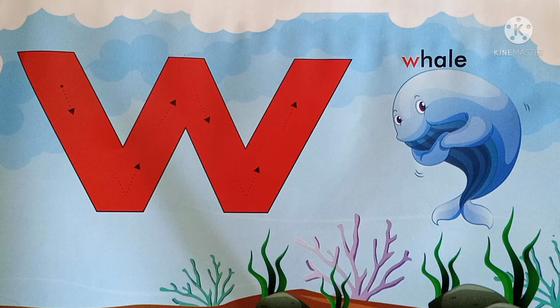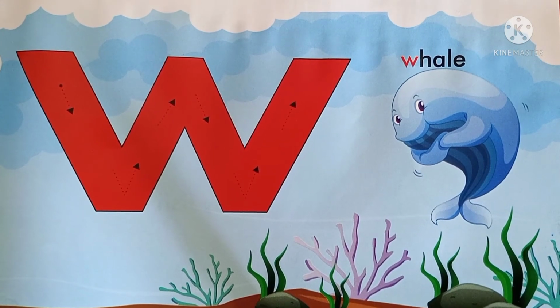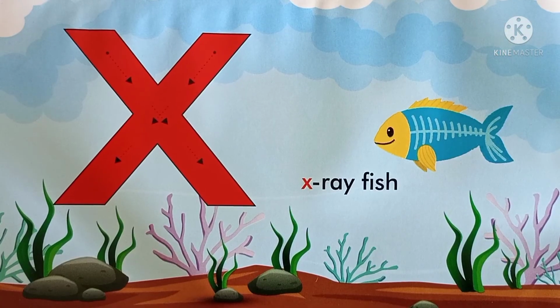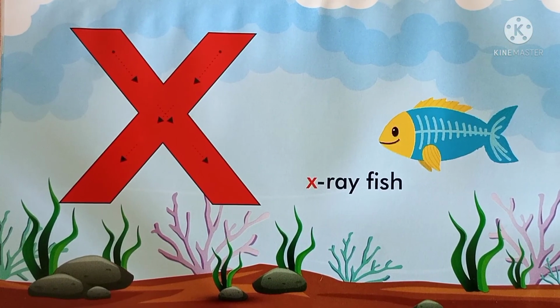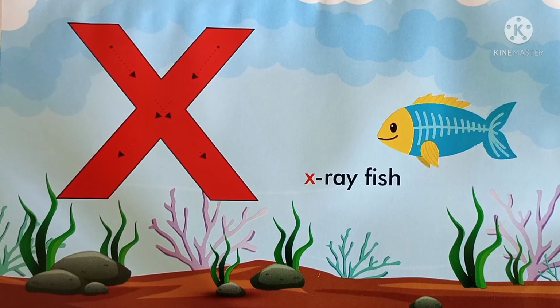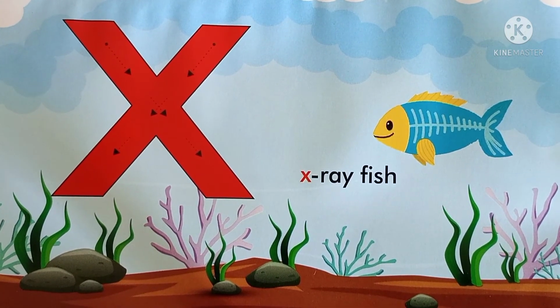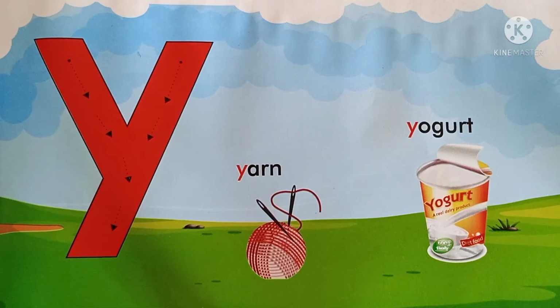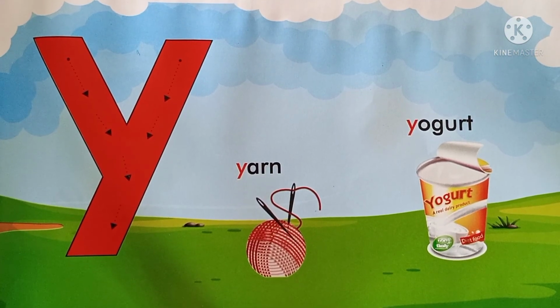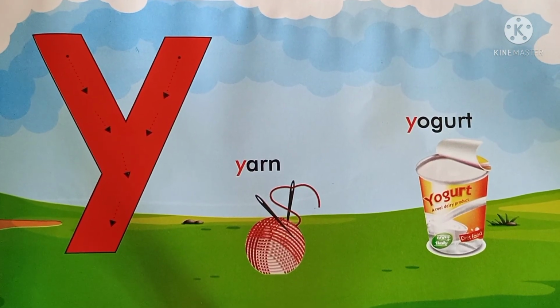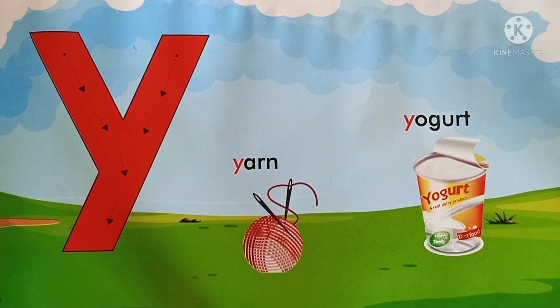W. W for whale. X. X for X-ray fish. Y. Y for yarn. Y for yogurt.